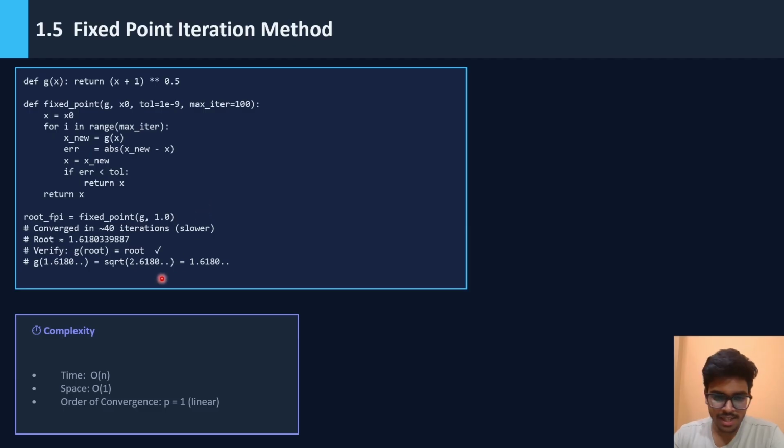And now for complexity analysis, the time complexity is O of n because the algorithm performs a fixed set of operations in each iteration. The space complexity is O of 1 since only a few variables are used. The order of convergence is linear or p equals 1, so convergence is slower compared to Newton-Raphson or secant methods.